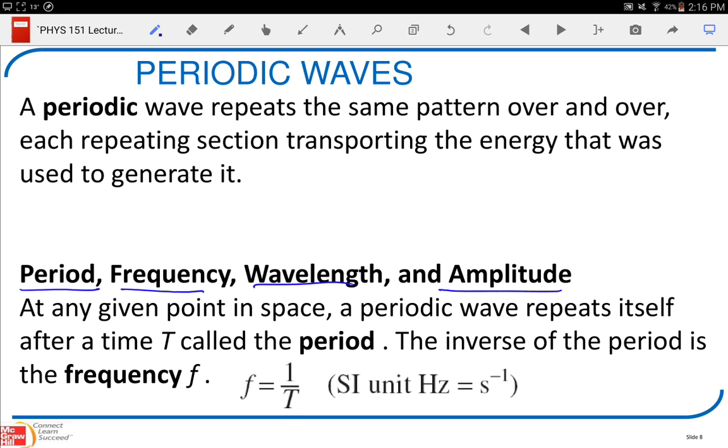So since the period is the time between something occurring, and the frequency is how many times it occurs per unit time, the relationship between the two is very, very simple. Frequency is 1 divided by period.